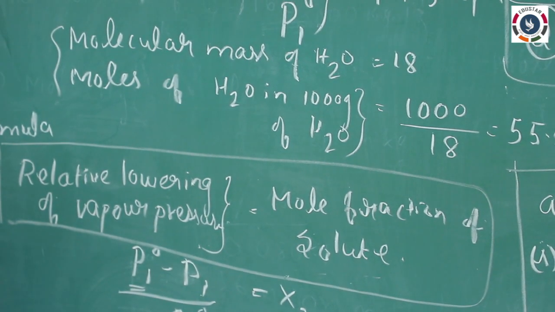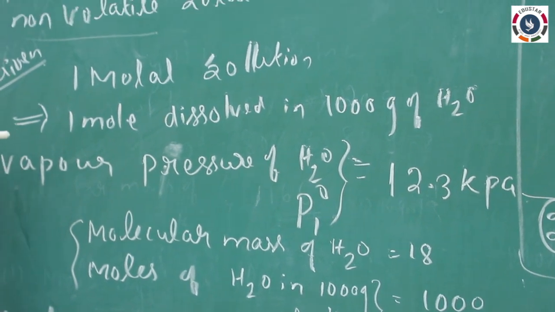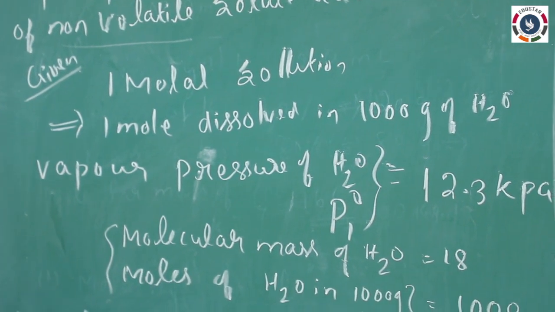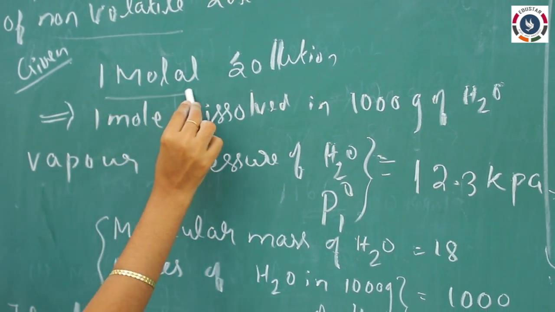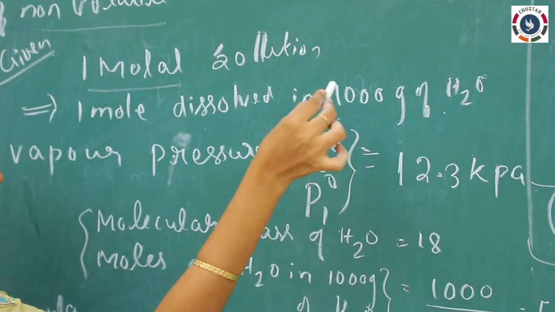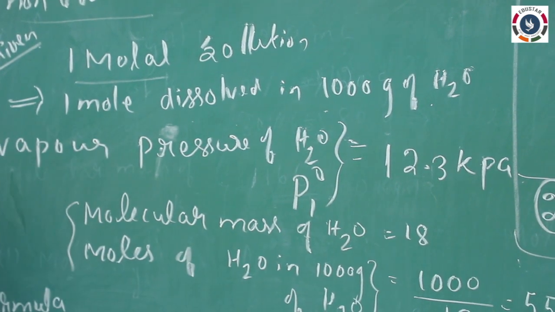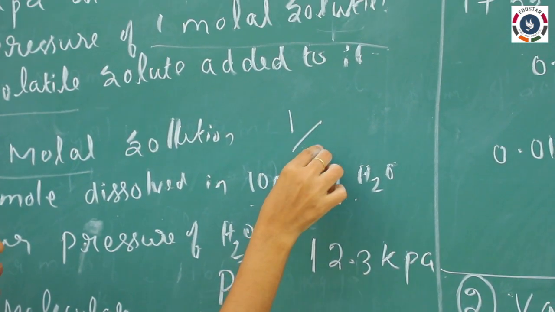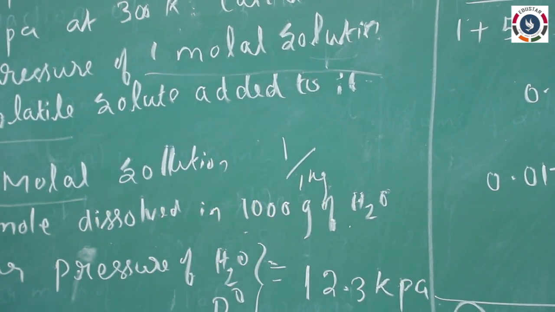They have given one hint: 1 molar solution is added. They didn't mention any weight. They gave the concentration itself directly, that is 1 molar solution. 1 mole dissolved in 1000 gram of water, this is the meaning of 1 molar solution. 1 mole in 1 kg of water, that is the literal meaning.